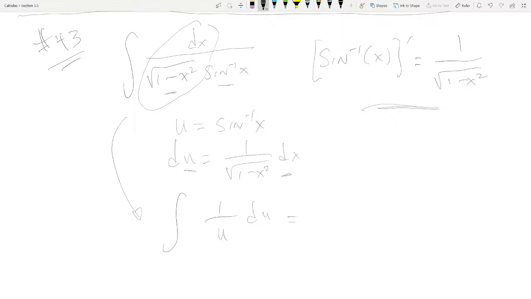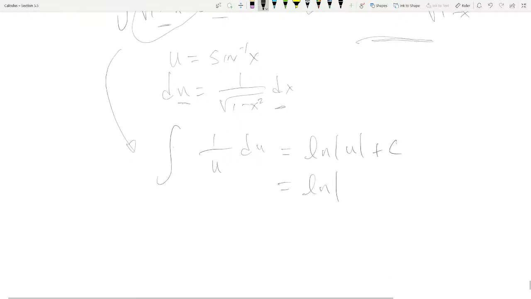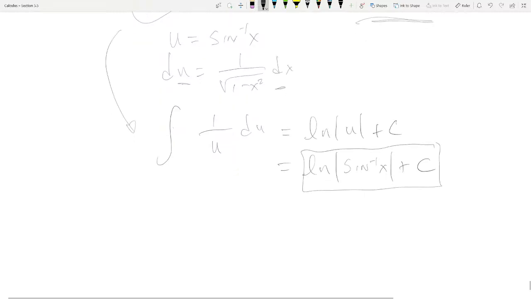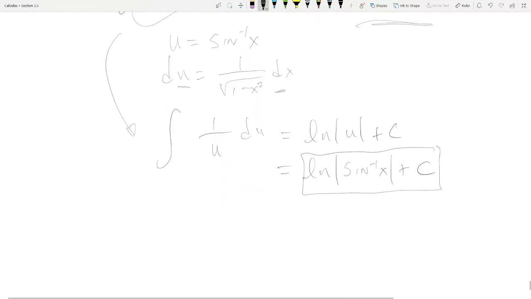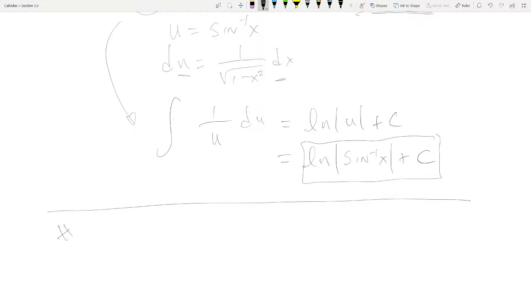So you see how rigged that is? It converts perfectly into 1 over u du, which is ln absolute value u. And then I can put in u equals inverse sine x to complete the problem. Okay. Number 44.